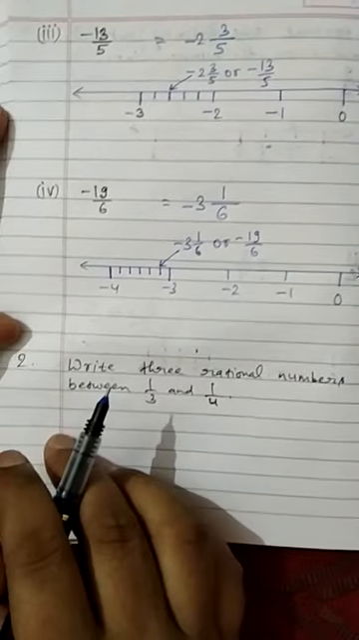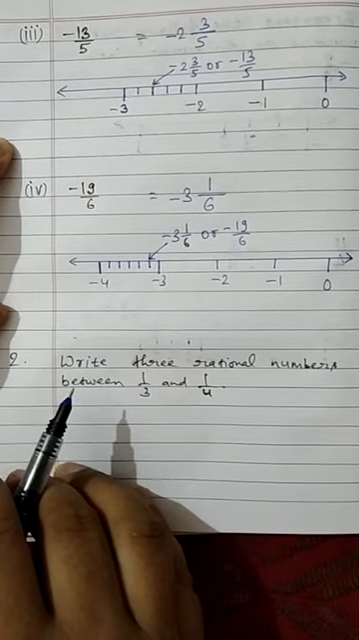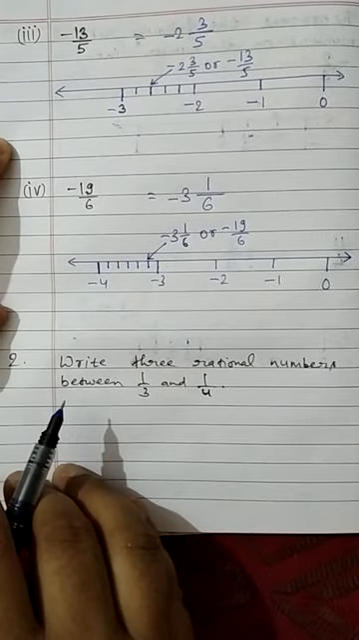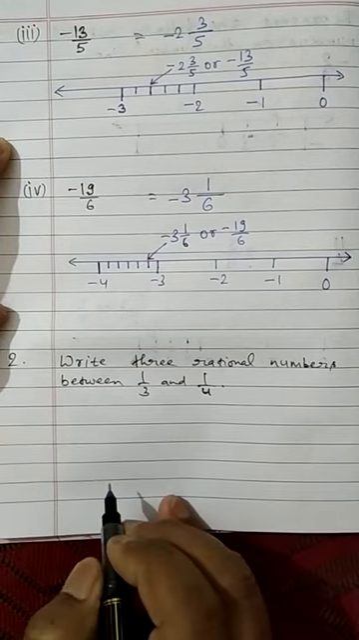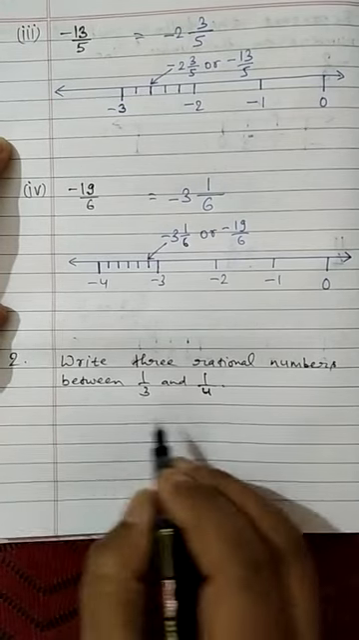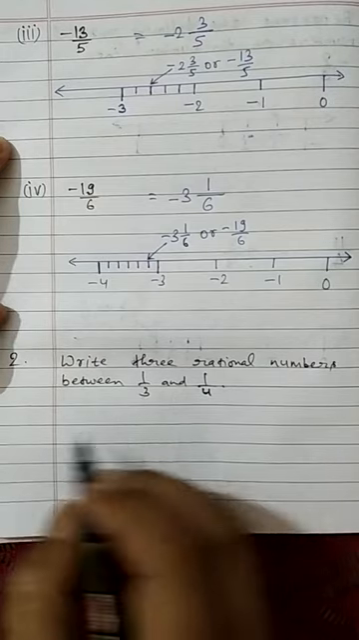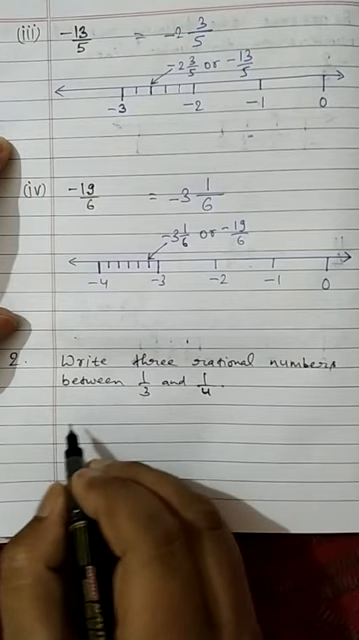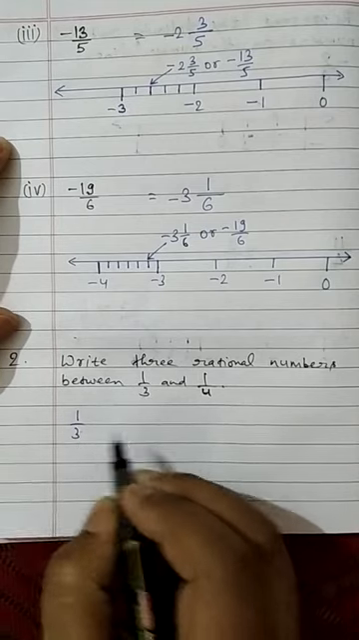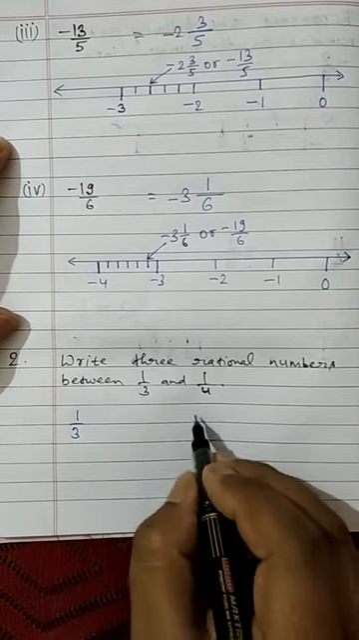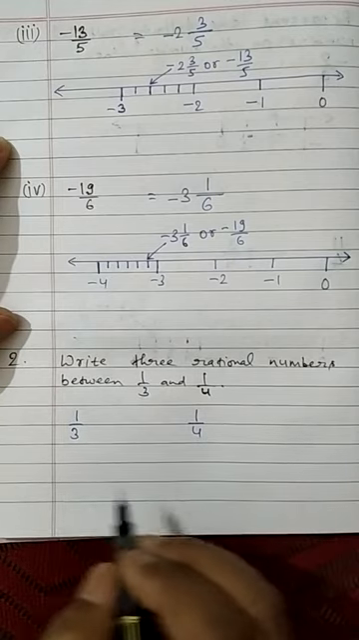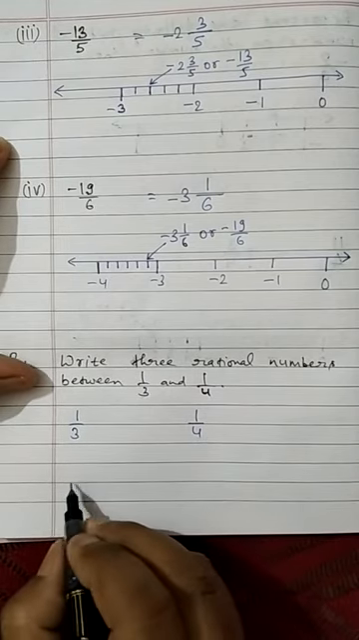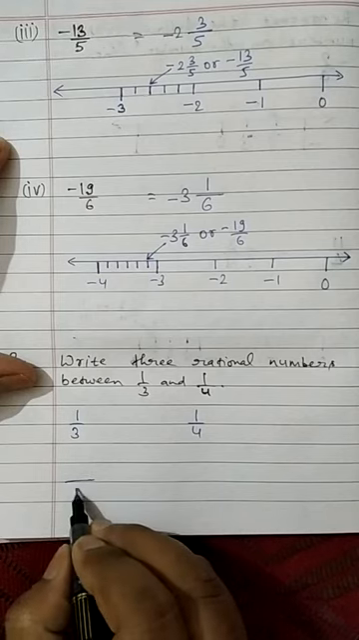Now next question is, write 3 rational numbers between 1 upon 3 and 1 upon 4. So 1 upon 3 and 1 upon 4. Let us first equate the denominator. For equating the denominator, we have to take the LCM of 3 and 4. The LCM of 3 and 4 will be 12.